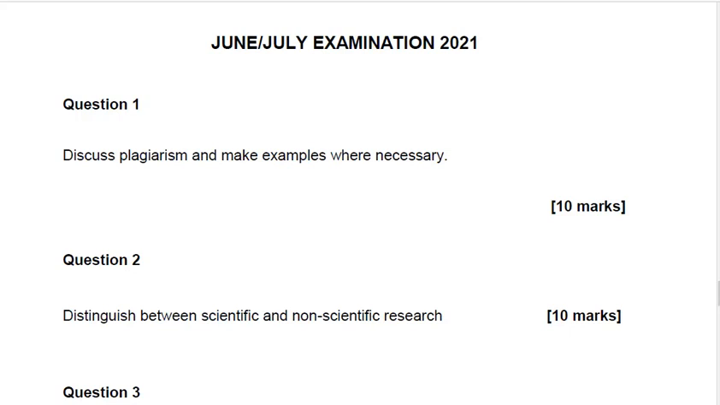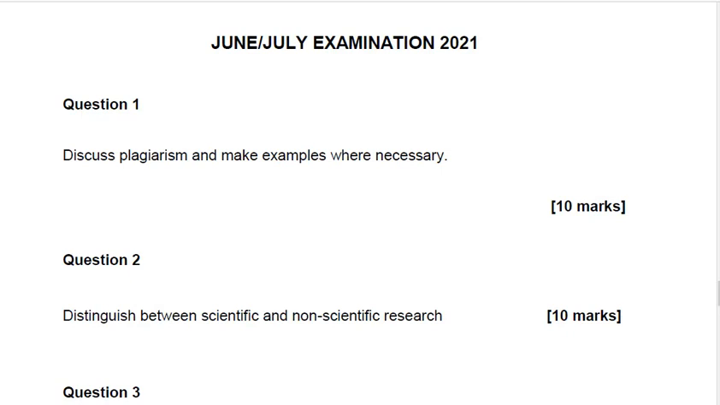Okay, without any further waste of time, the first question says, discuss plagiarism and make examples where necessary. You know, guys, that when you define something, you need to do research on it. Make thorough research and provide all the necessary information that is supposed to be provided on that particular topic. So here our topic is plagiarism.